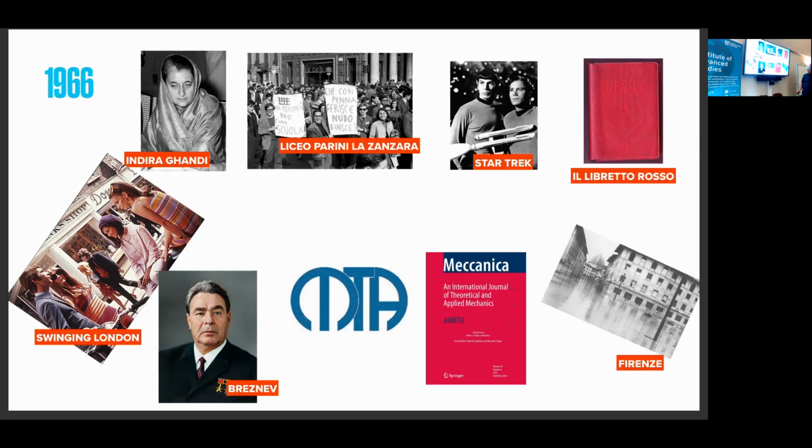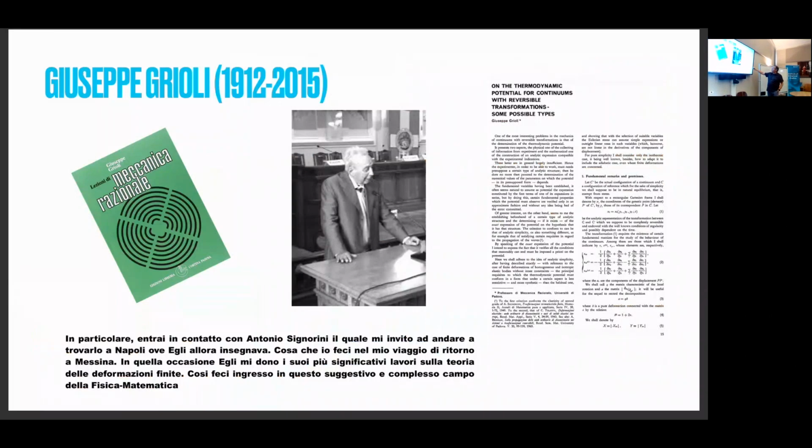And in the first issue, page 15, there was this paper about the thermodynamic potential for continuums with reversible transformation, by Giuseppe Grioli. Giuseppe Grioli was a very famous professor of rational mechanics in Italy. Many people studied in this textbook that you can see here. He was based in Padova, and he was a student of Antonio Signorini, another very famous Italian in mathematical physics. The interest of Grioli was mainly the dynamics of rigid bodies, what we denote as stereodynamics, and continuum mechanics.